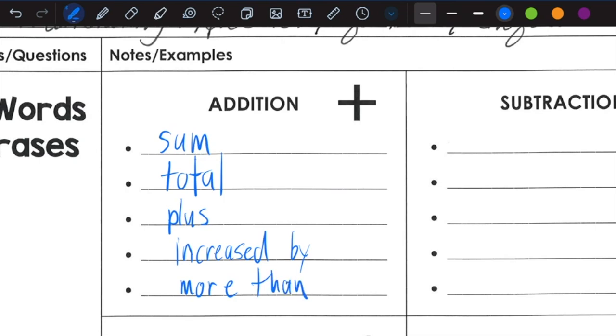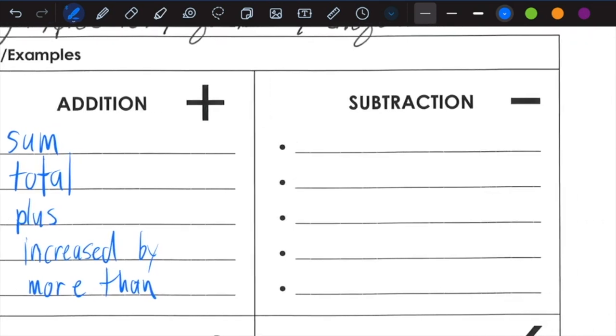Now, obviously, or maybe not obviously, this is not an all-inclusive list. Not every single word that could ever mean that you add in a problem is included here. Such as the word add. You could say 5 added to 12. And that's not listed here, but of course that means addition, since it literally says add.